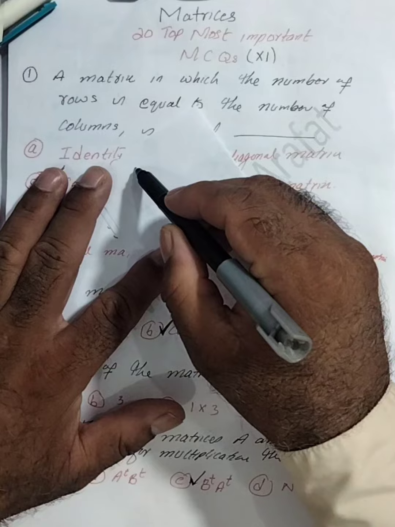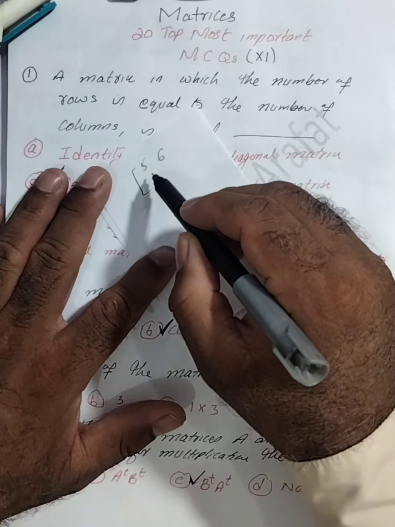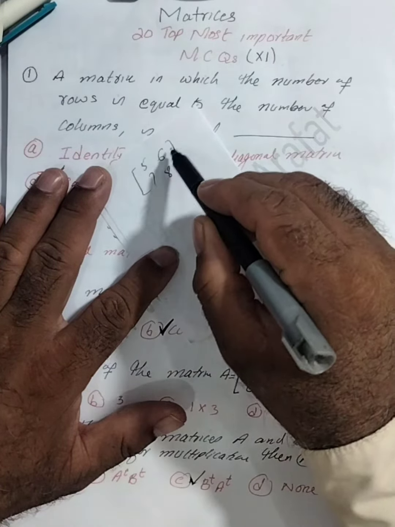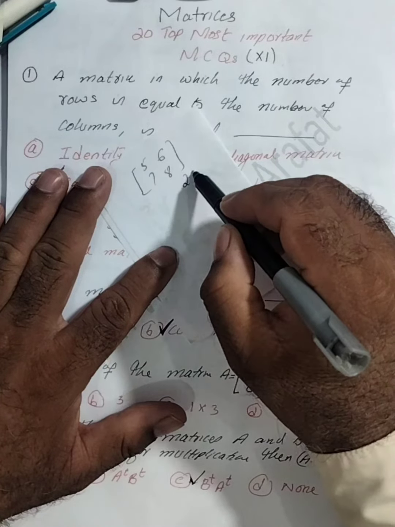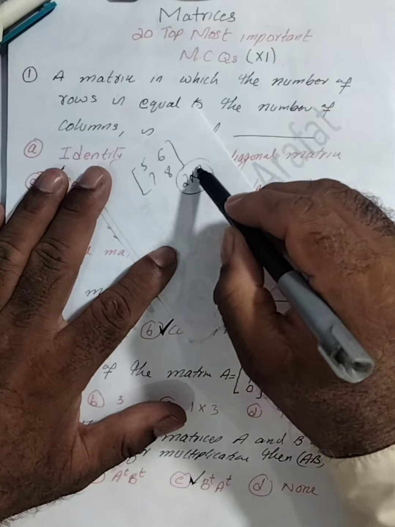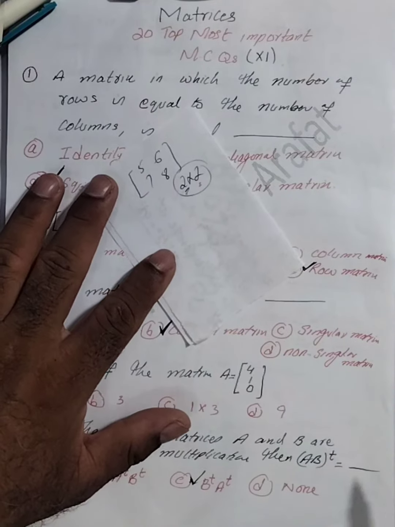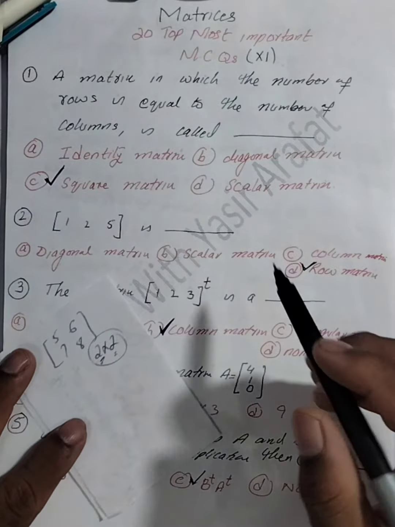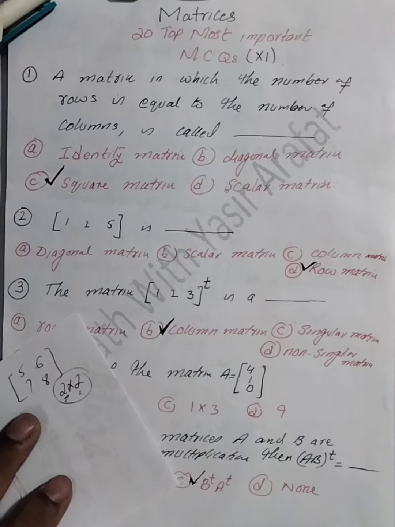For example, this is a matrix 5, 6, 7, 8. Here, 2 rows and 2 columns. That means the number of rows and the number of columns are equal. So this matrix is called a square matrix. So the C option is correct.